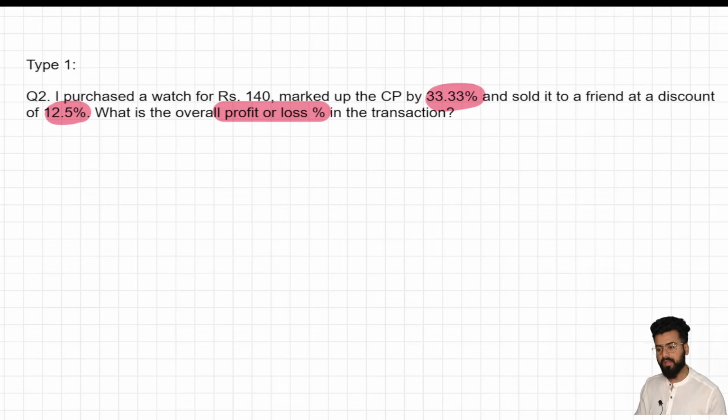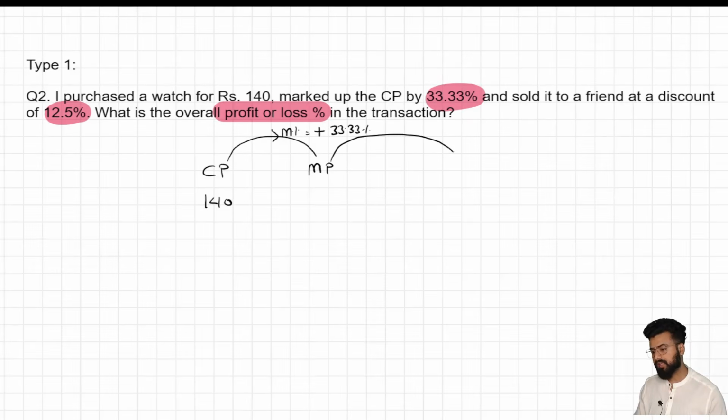Let me first show you what we are given with. There was a cost price, again 140. We marked it by how much? By 33.33% this time. You will get a new price which is called the mark price. You would apply a discount here, a discount of how much percent? This time it is 12.5%.